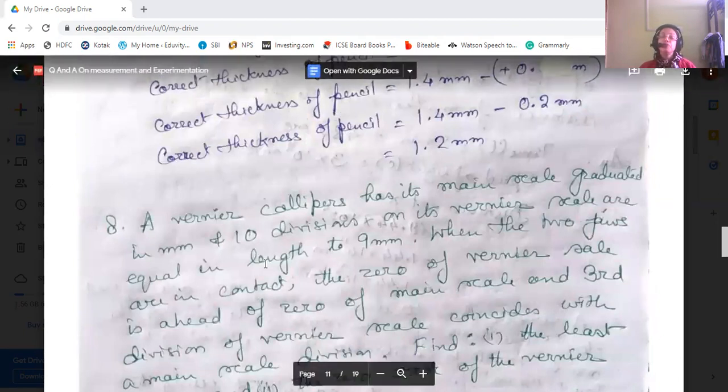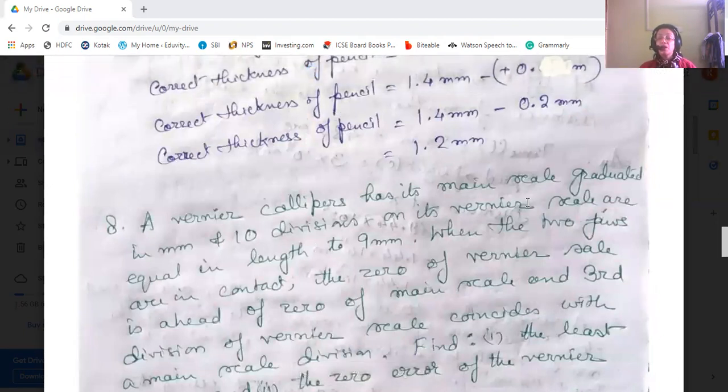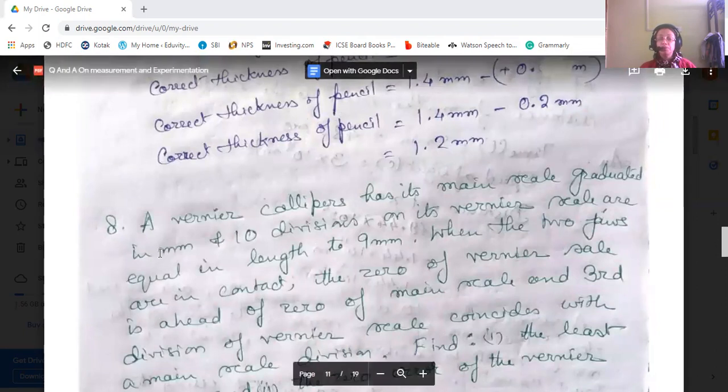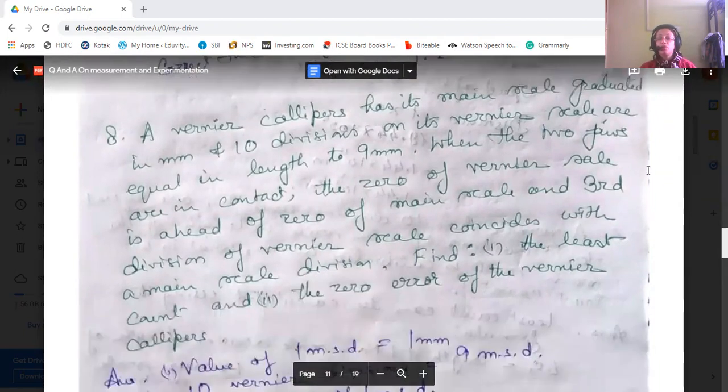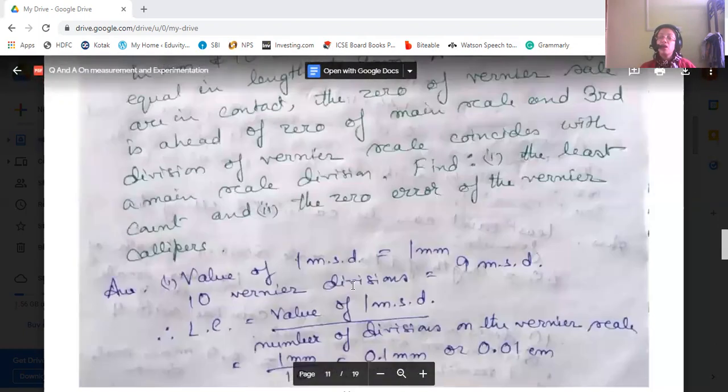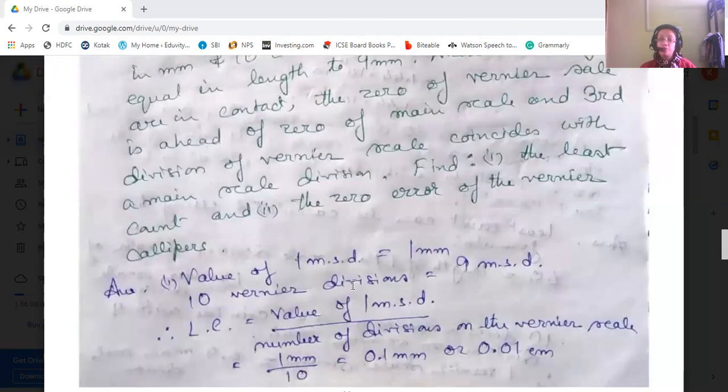Now, next question. A vernier calipers has its main scale graduated in millimeters, and 10 divisions on the vernier scale are equal to the length of 9 millimeters. When the two jaws are in contact, the zero of the vernier scale is ahead of the zero of the main scale, and the third division of the vernier scale coincides with a main scale division. Find the least count and the zero error of the vernier calipers.